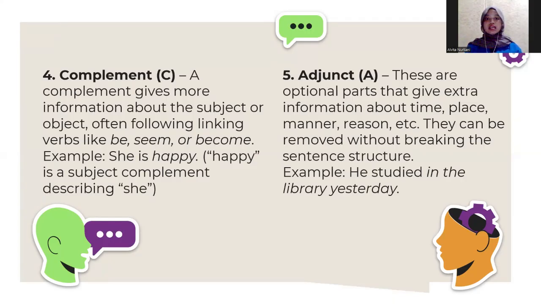Meanwhile, an adjunct adds additional information about the action, such as when, where, how, or why something happens. Adjuncts make sentences more detailed, but they are actually optional and can be removed without affecting the grammatical correctness of a sentence. For instance, in the sentence "he studied in the library yesterday," the phrase "in the library yesterday" gives extra detail about time and place, but can be left out if not needed.